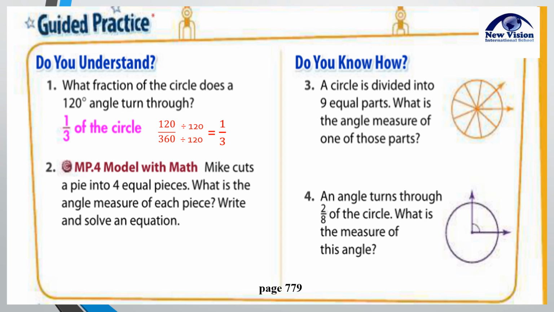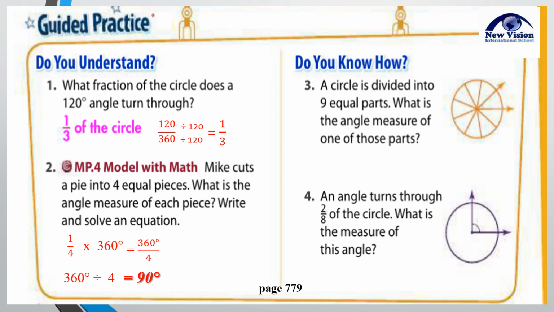Number 2. Mike cuts a pie into 4 equal pieces. What is the angle measure of each piece? Write and solve an equation. So we have 1 over 4 times 360 degrees because one whole rotation is equal to 360 degrees. So it's going to be 360 degrees over 4, which means we divide 360 degrees by 4. So 360 degrees divided by 4 is equal to 90 degrees. Next, do you know how?